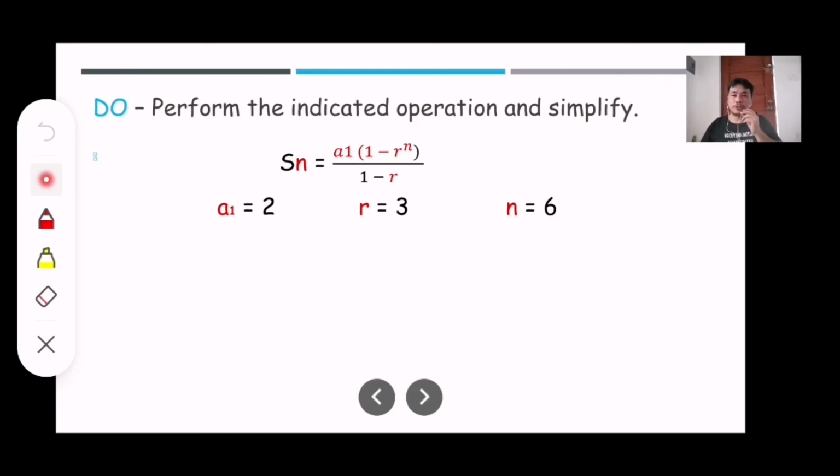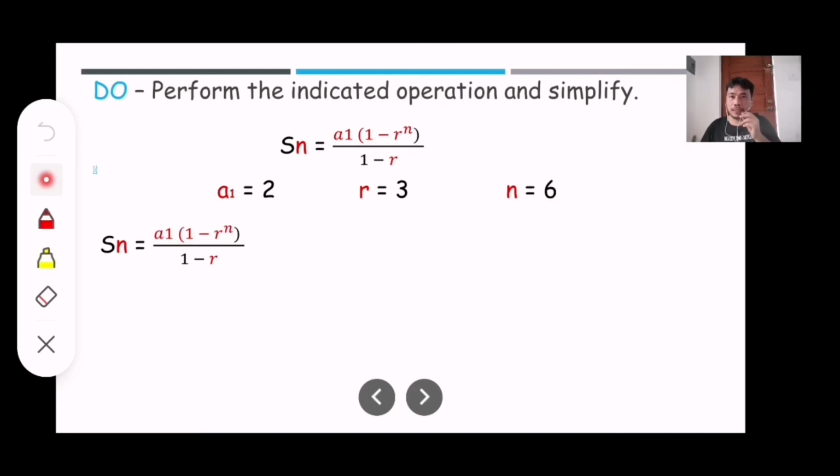The last step is do. Perform the indicated operation and simplify. Write first the formula, substitute the values. So n becomes 6, a sub 1 becomes 2, 1 is fixed, it is included in the formula, r is 3, and n is equals to 6. All over 1, which is fixed, minus value of r, which is 3.